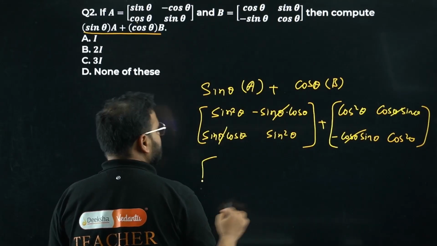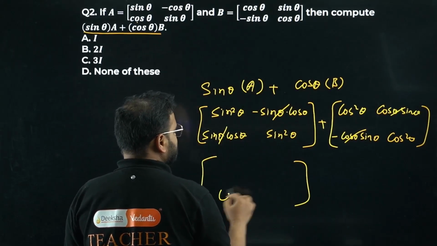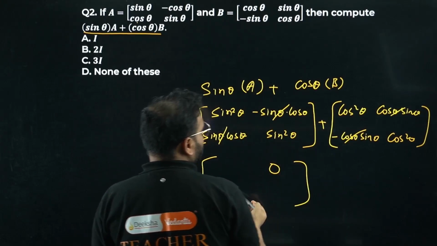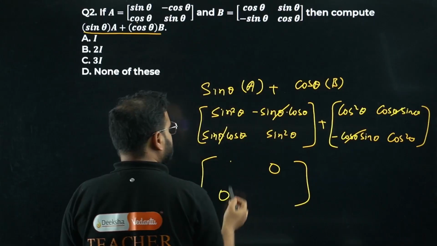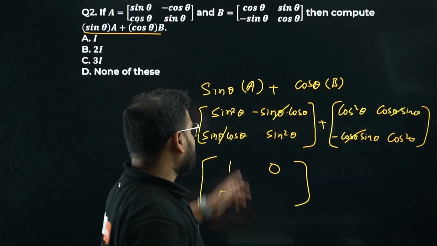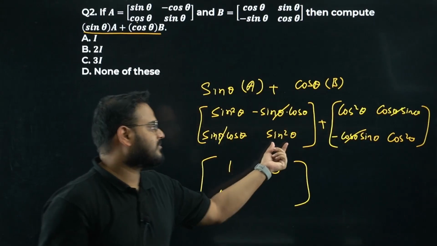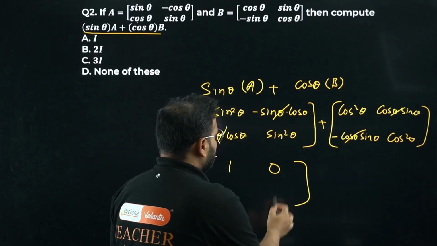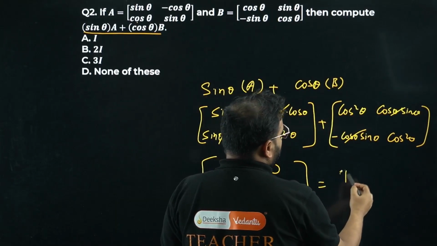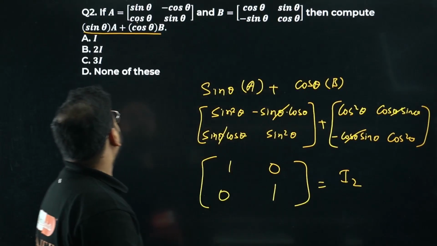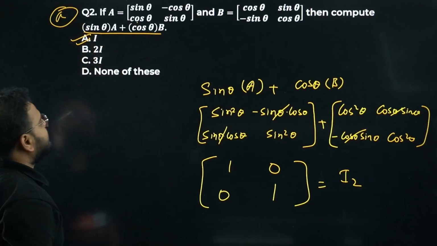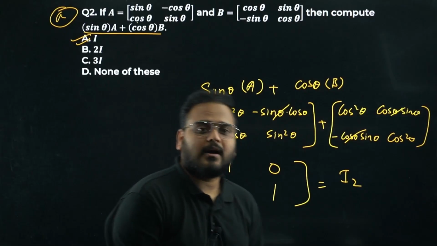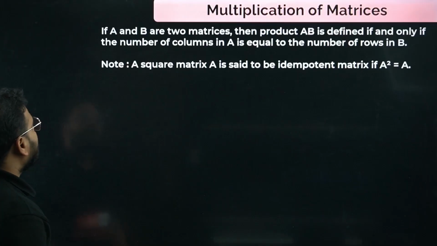So 4 elements are clear. This is 0, this is 0, this is going to cancel, so 0. This is also going to cancel, so 0. What about this? Sin square plus cos square is 1, sir. Identity. Sin square plus cos square is 1. Again same, sin square plus cos square is 1. Answer is what? Identity matrix of order 2. Okay, simply I. Option A is correct. Please check. Option A is correct. Simple question, very simple.